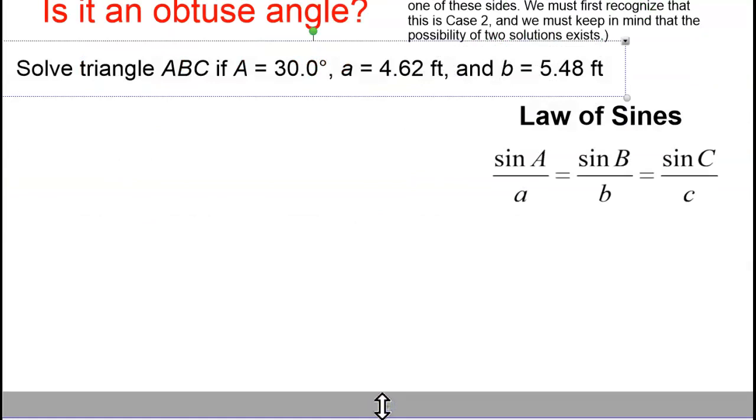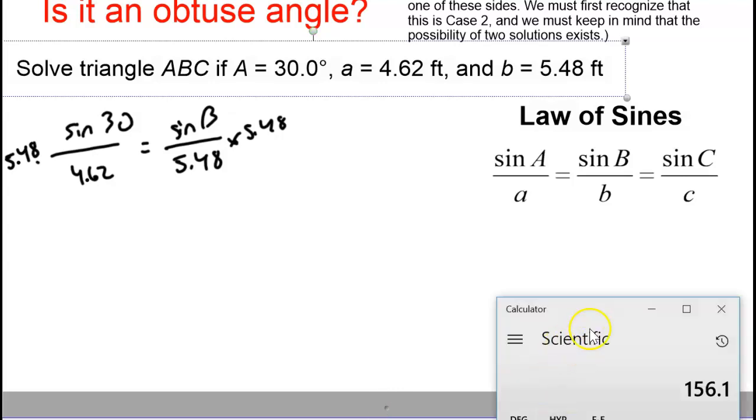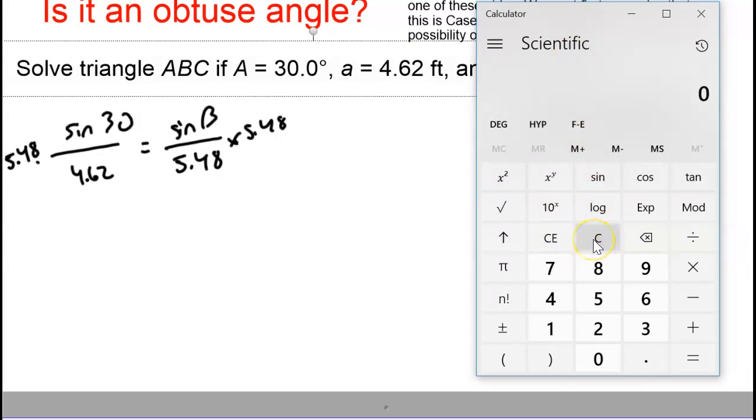And so we are going to get, and hopefully my pen works better, sine A over 4.62 equals sine B over 5.48. We're going to clear our calculator. We're going to go 5.48 times sine of 30 divided by 4.62. And all right, well, we get a decimal that's less than 1, which is good for sine B.